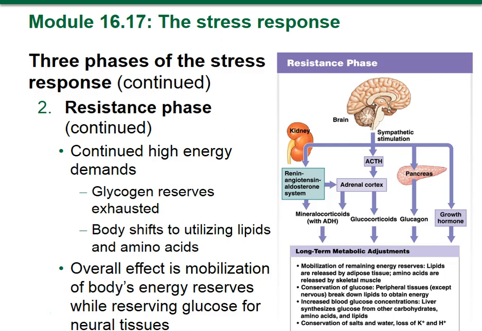You have continued high energy demands. The glycogen reserves are exhausted. The body shifts to utilizing lipids and amino acids eventually. The overall effect is mobilization of the body's energy reserves, while reserving glucose for the neural tissue, because your nervous system can only operate on glucose. So it reserves that for that specific function.